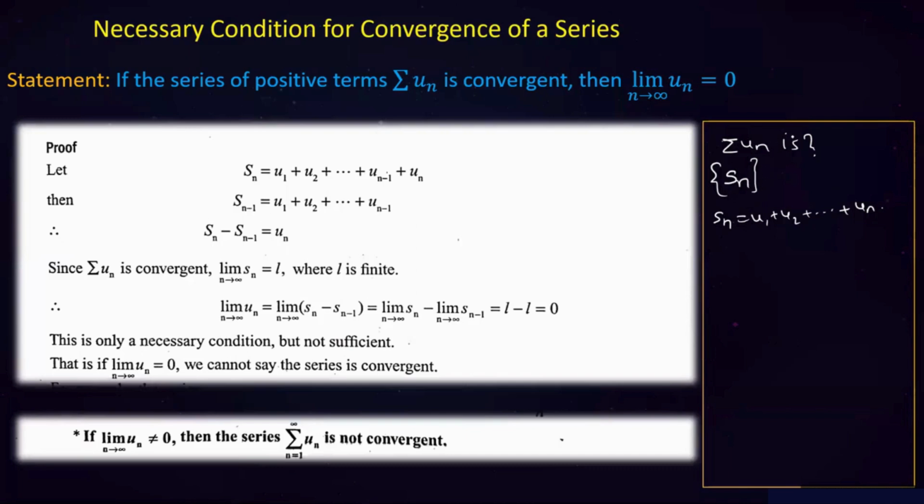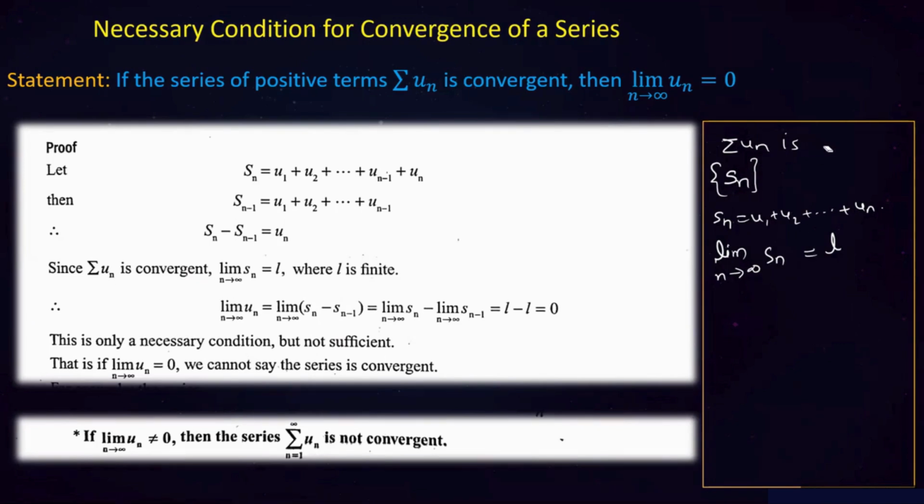Now, to verify whether the given series is convergent or not, whatever the series is, we are just calculating the limit of this Sn as n tends to infinity. If this is a finite value, then we are saying the series is convergent. And if this is an infinite value or the limit doesn't exist, in that case, we are saying this series is what you call a divergent series.